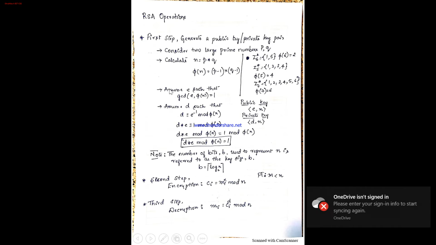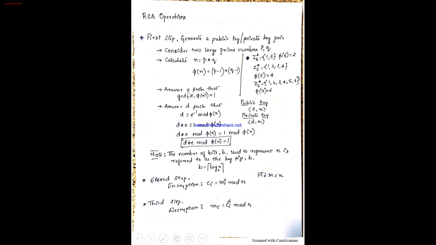Next we have to find the value of E in such a way that when I take the GCD of that number and this totient value, it should be equal to 1. That is nothing but I need to find a number which is relatively prime to phi of n. You can start your assumptions from small numbers. If that number is relatively prime to the phi of n value, then you can assume that that will be the value of E.